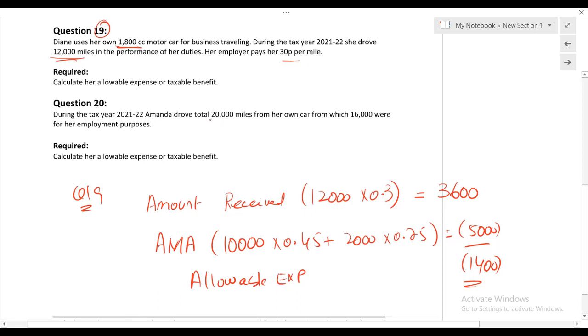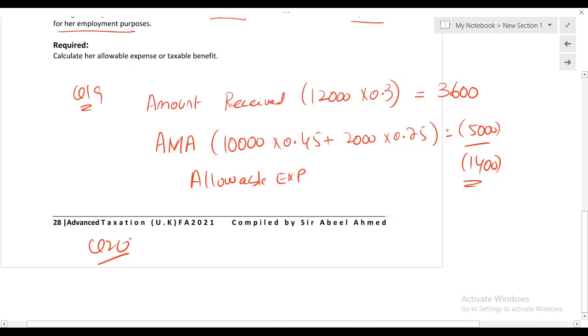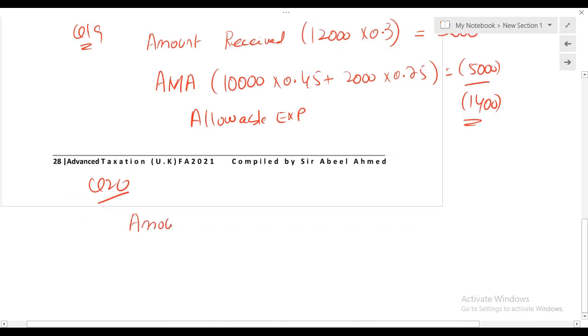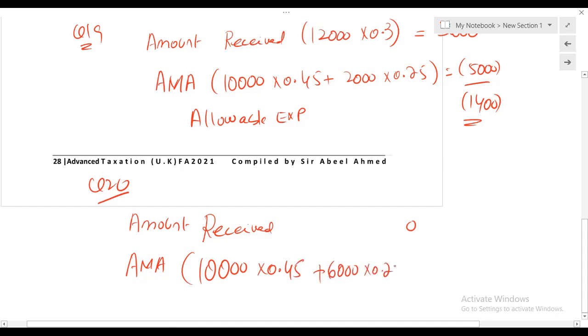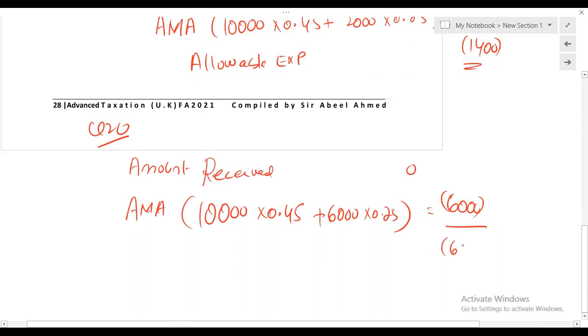Question 20. Amanda drove 20,000 miles from her own car, for which 16,000 miles are for employment purposes. Authorized mileage allowance is only applicable on miles which are for employment purposes, which are 16,000 in case of question 20. And Amanda did not get any penny. So amount received is 0. Authorized mileage allowance: for first 10,000 miles, she was supposed to get 45 pence per mile. For remaining 6,000 miles, she was supposed to get 25 pence per mile. So she was supposed to get 6,000, but she did not get even a single penny. So the entire 6,000 is an allowable expense, and this allowable expense will reduce her employment income.